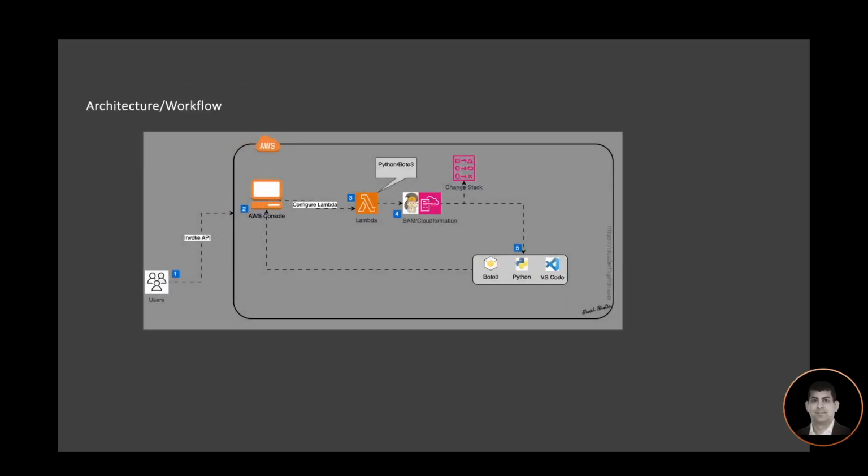Here is a quick look at the architecture workflow of how you can start a Lambda function in the AWS console, do the configuration, and then download the same CloudFormation template, use it in your local environment using your IDE and the language, make changes, enhance the function, validate it locally, and then deploy that change back in the AWS cloud. In this example, I'm using VS Code, Python, and Boto3, but you can use another editor and another language like Java to perform similar actions.